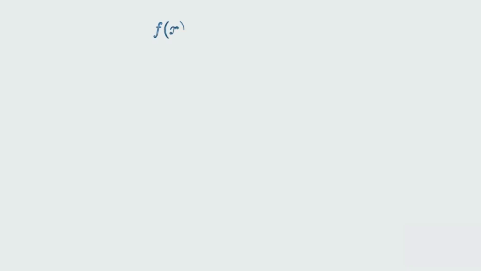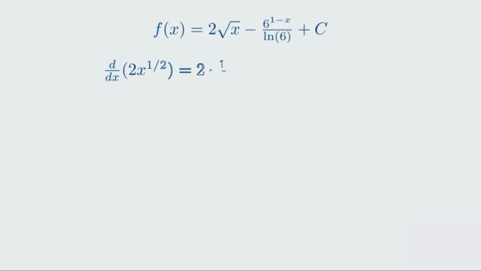Remember, our answer is f of x equals 2 root x minus 6 to the 1 minus x over ln of 6 plus c, where c is our constant. Let's differentiate each term. The derivative of a constant is 0, so the entire constant part at the end disappears. The derivative of 2 root x, or 2 times x to the 1/2, is 2 times 1/2 times x to the negative 1/2, which simplifies to x to the negative 1/2, or 1 over root x. This matches the first term of f prime of x.